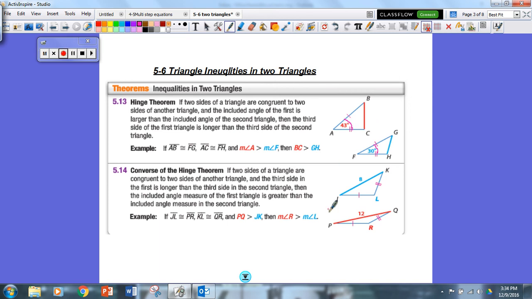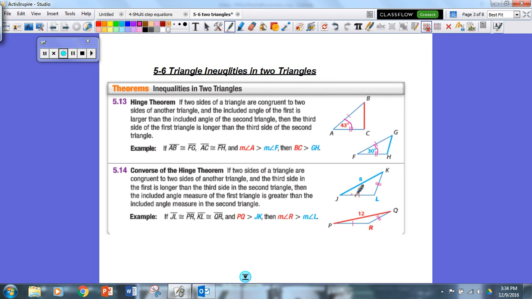Now we have the converse of the hinge theorem that states that if two sides of a triangle are congruent to two sides of another triangle, and the third side in the first is longer than the third side in the second, then the included angle in the first triangle is greater than the included angle of the second.